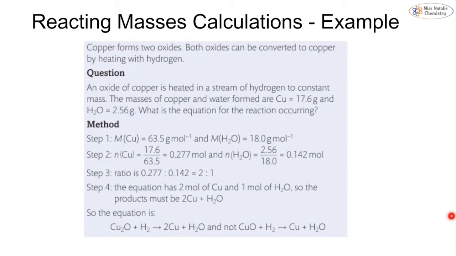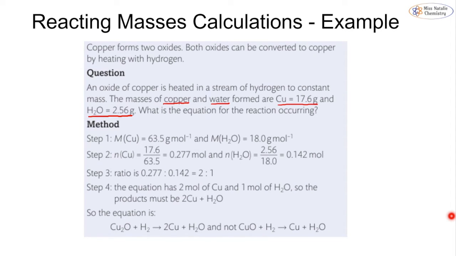One last example that's a bit trickier. So copper forms 2 oxides, and both oxides can be converted by heating with hydrogen. An oxide of copper is heated in a stream of hydrogen to a constant mass, and the masses of copper and water that are formed are 17.6 and 2.56. What is the equation? So this time we're having to work backwards.